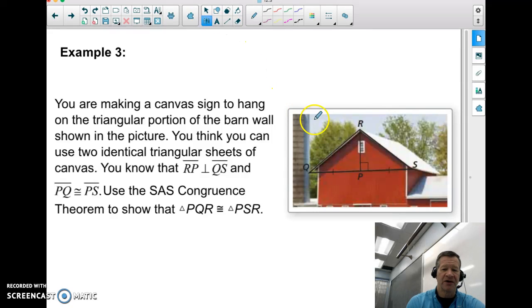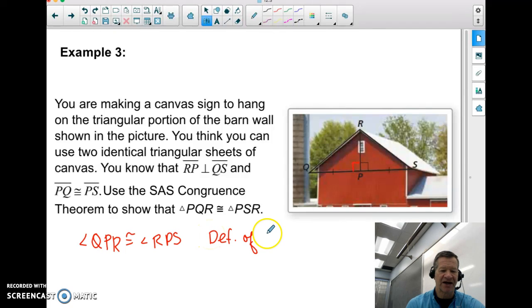Well, what I know here is that if this angle is 90 degrees, then on this side, this also has to be 90 because they have to make a linear pair together. So first of all, I know angle QPR has to be congruent to angle RPS by definition of perpendicular, because they told me those lines were perpendicular. So it's not just the one angle that's 90 degrees, the other one is also.